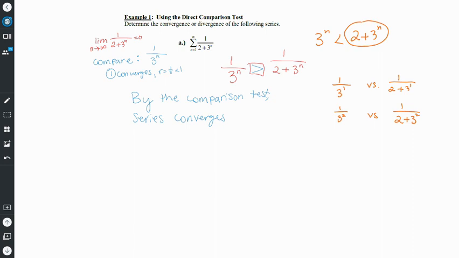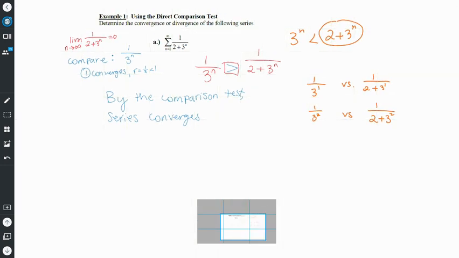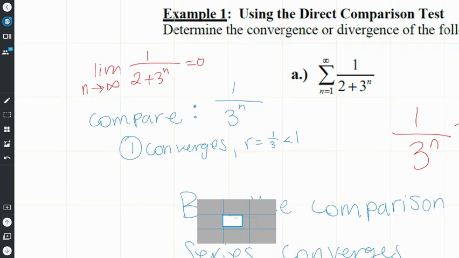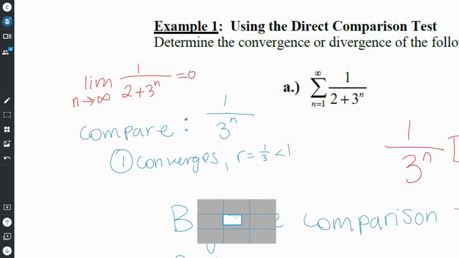So back to the reason why we chose the comparison test, that's because we're going down a list of tests. We can't use the geometric series test because this is not a geometric series, right? I used the nth term test, but that still came back inconclusive.